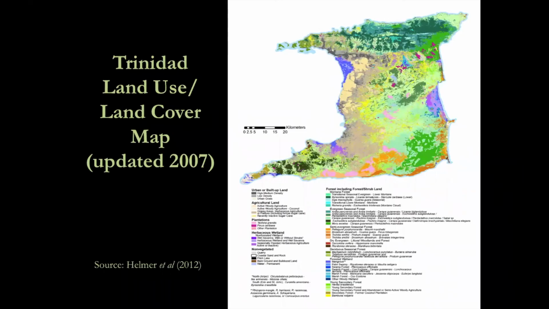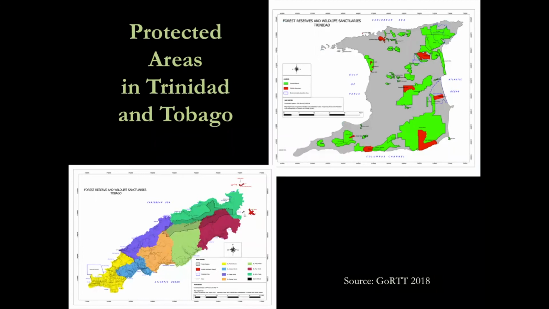And in Trinidad, we do in fact have some good spatial data for some of our indicators. So here you see a land use or land cover map that was updated in 2007. And we do have a corresponding map for Tobago. Here we have a recently updated protected areas map generated by the government in 2018.